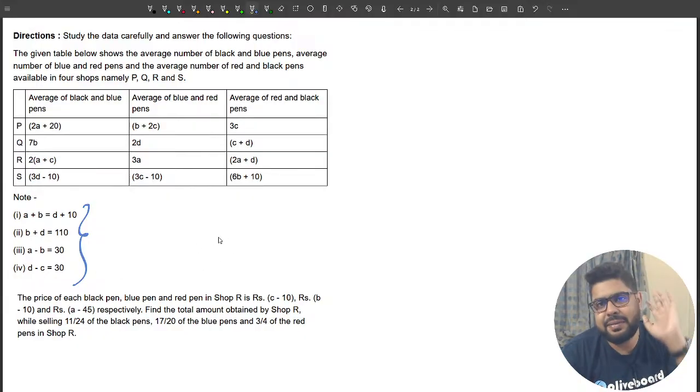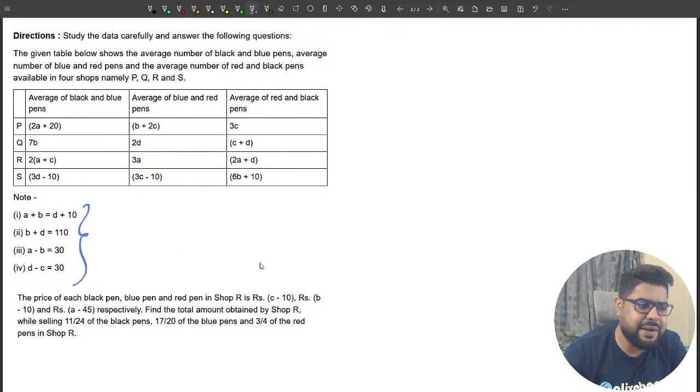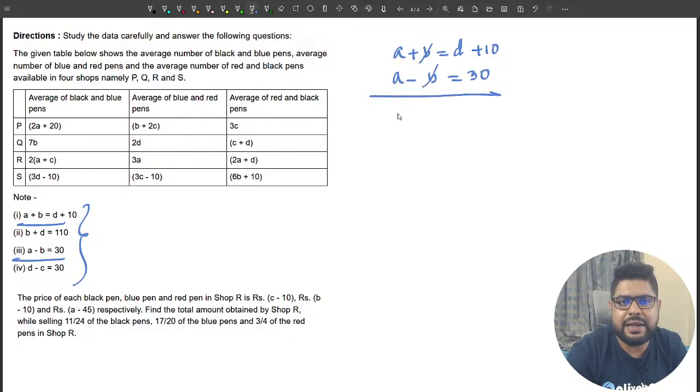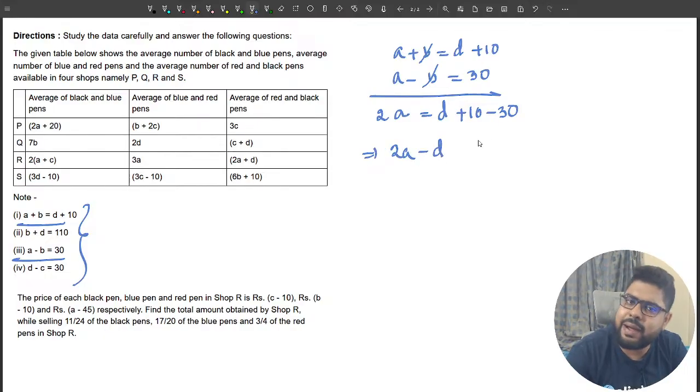There are multiple ways, sir. So let's take this one and this one. And sir, B को हटा देते. A plus B is equal to D plus 10. A minus B is equal to 30. Just add them, B cancels. 2A equal to D plus 10 minus 30. So 2A equal to, or 2A minus D is equal to minus 20.